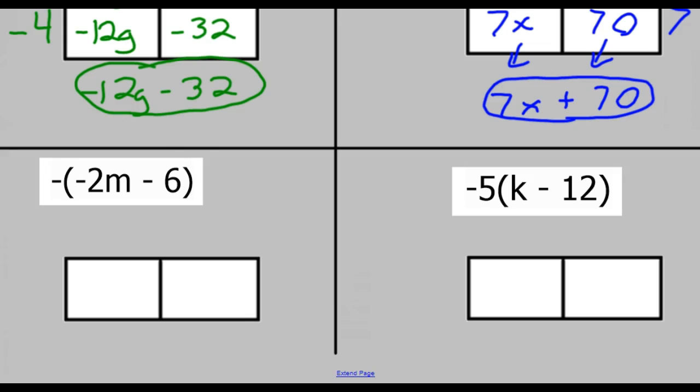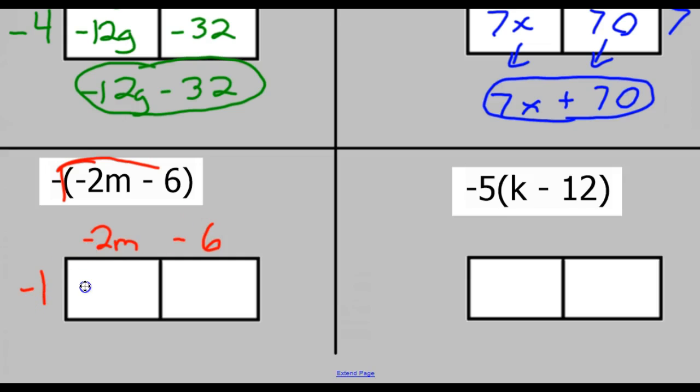On this one, I just have a negative outside of my parentheses. Just like if there's a variable or a letter without a number in front of it, when we put a 1 there, we can put a 1 in front here. So this would actually be negative 1 times negative 2m and negative 6. So I'm going to put the negative 1 outside, the negative 2m, and the negative 6 on top.